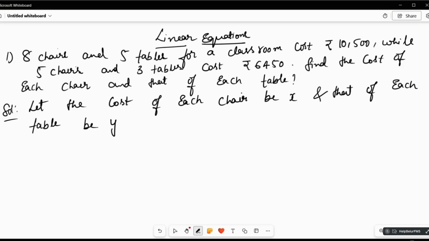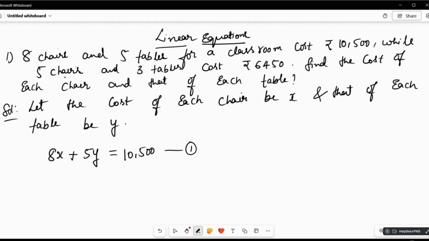be Y. Okay. So if there are 8 chairs and 5 tables, the cost of 8 chairs will be 8 into X. Correct? Each chair costs X, so for 8 chairs it will be 8 into X. And each table is Y, so for 5 tables the cost will be 5 into Y. Together, it is 10,500. This is the first equation.